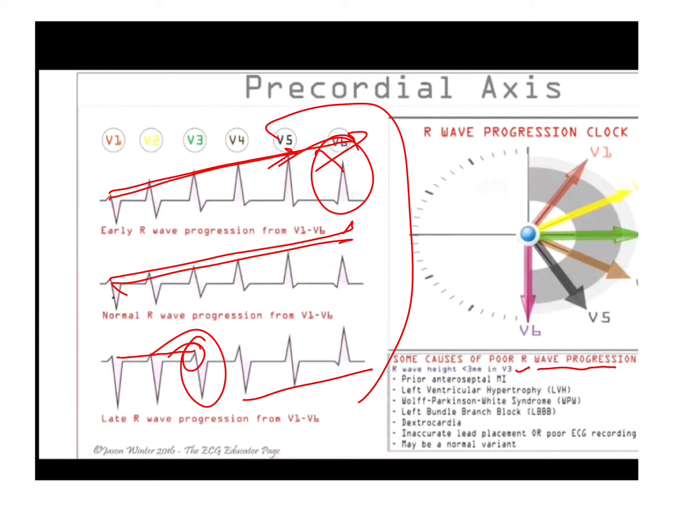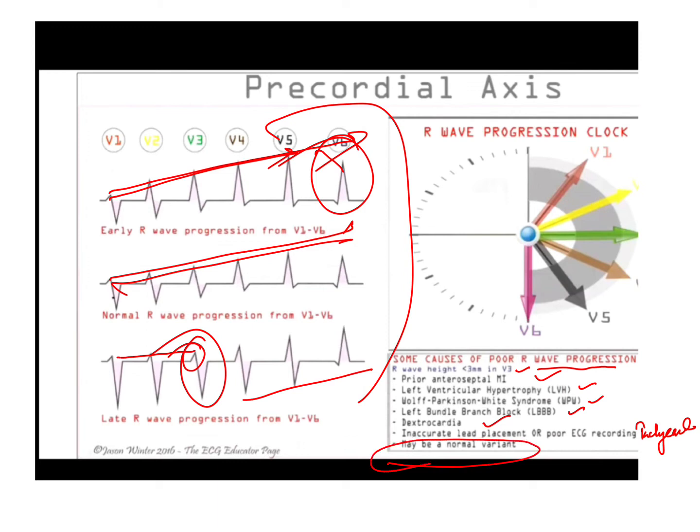And poor R wave progression is usually seen in patients who have a history of prior anteroseptal MI, left ventricular hypertrophy, Wolff-Parkinson-White syndrome, left bundle branch block, dextrocardia, or if the leads are misplaced, or the patient has ECG findings of tachycardia.